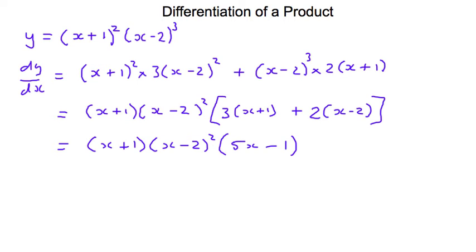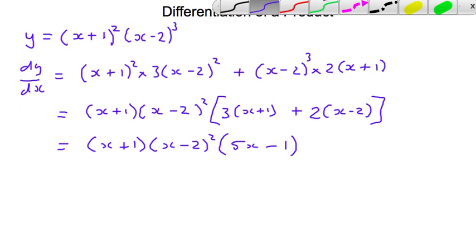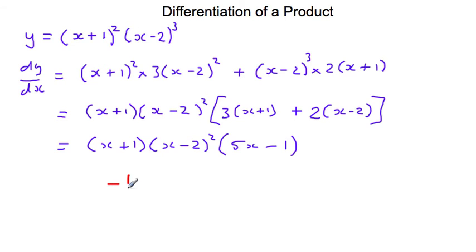Well, because it's in a factorized form, when is dy by dx equal 0? We can see that it's when x is minus 1, that bracket would be 0. When x is 2, that bracket would be 0. And when x is 1/5, that bracket would be 0. So we would expect stationary points at the values x is minus 1, x is 2, and x is 1/5.